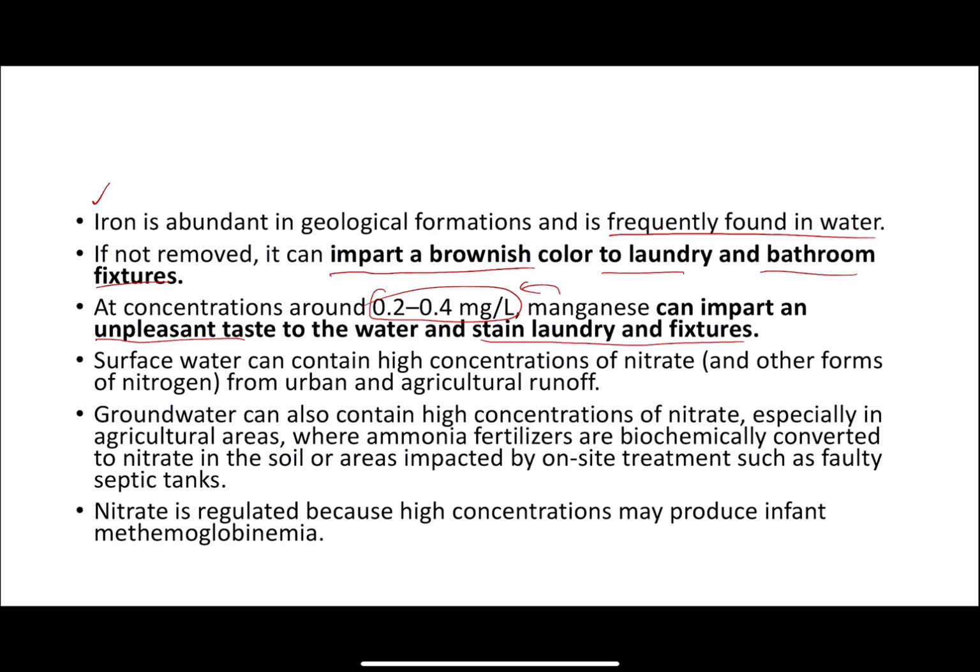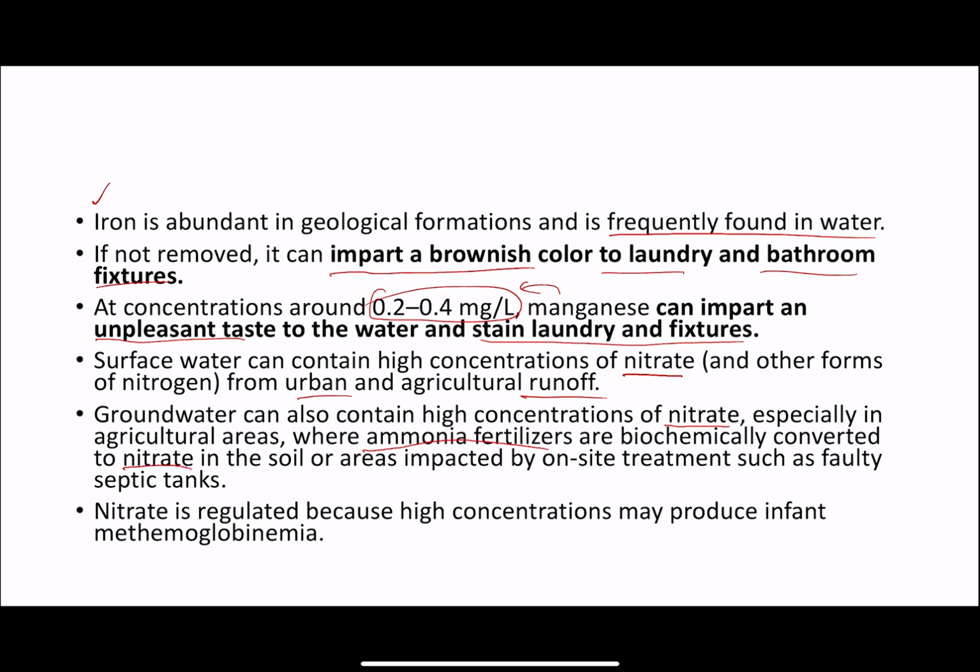Also, a very important thing that you might find in surface water is high concentration of nitrate and, of course, other forms of nitrogen from urban and agricultural runoff because of the use of fertilizers. Groundwater can also contain high concentration of nitrate, especially in agricultural areas because of the leachate of this fertilizer leaching toward the groundwater. Of course, ammonia fertilizers are biochemically converted to nitrate in the soil, or in areas impacted by on-site treatments such as faulty septic tanks.